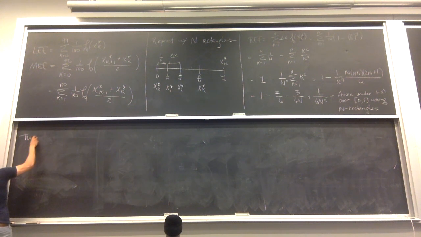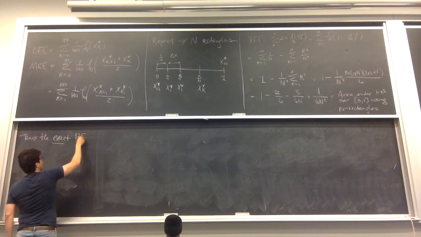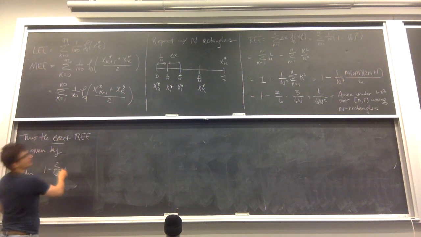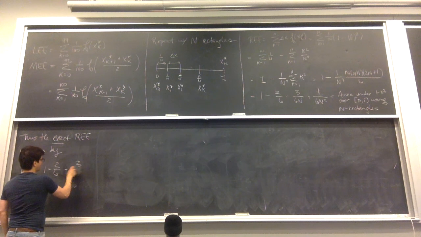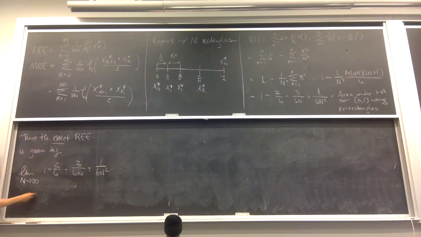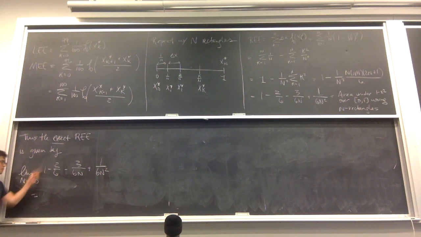All right, so thus the exact right endpoint estimation, no error on the right, is given by the limit as n goes to infinity of 1 minus 2 over 6 minus 3 over 6n plus 1 over 6n squared. Okay, what does this resolve into? It would just be 1 minus 2 over 6. Well, what's 3 divided by infinity? 0. What's 1 divided by infinity? 0. What's left? 4 over 6. 1 minus a third.